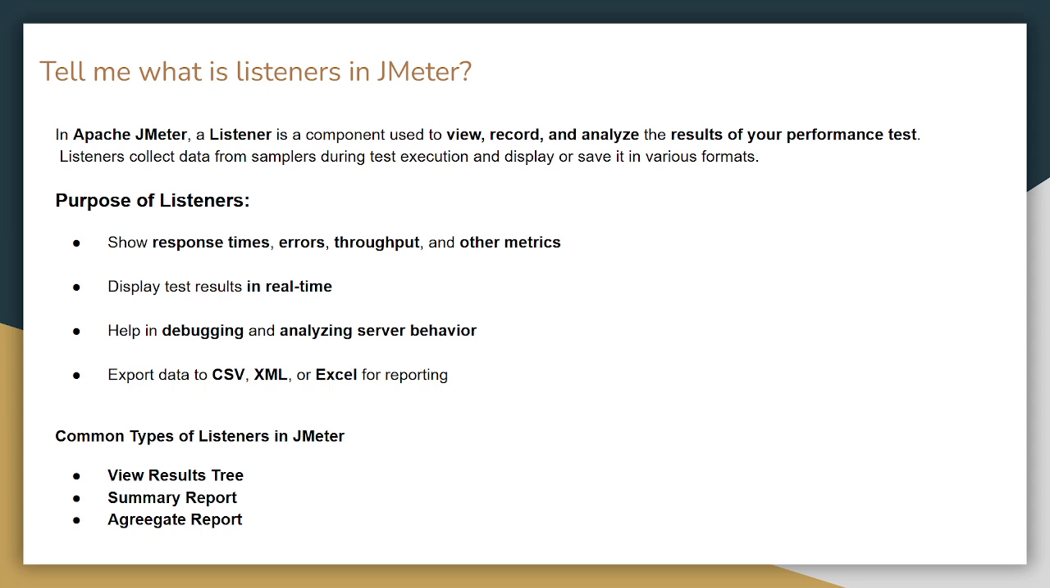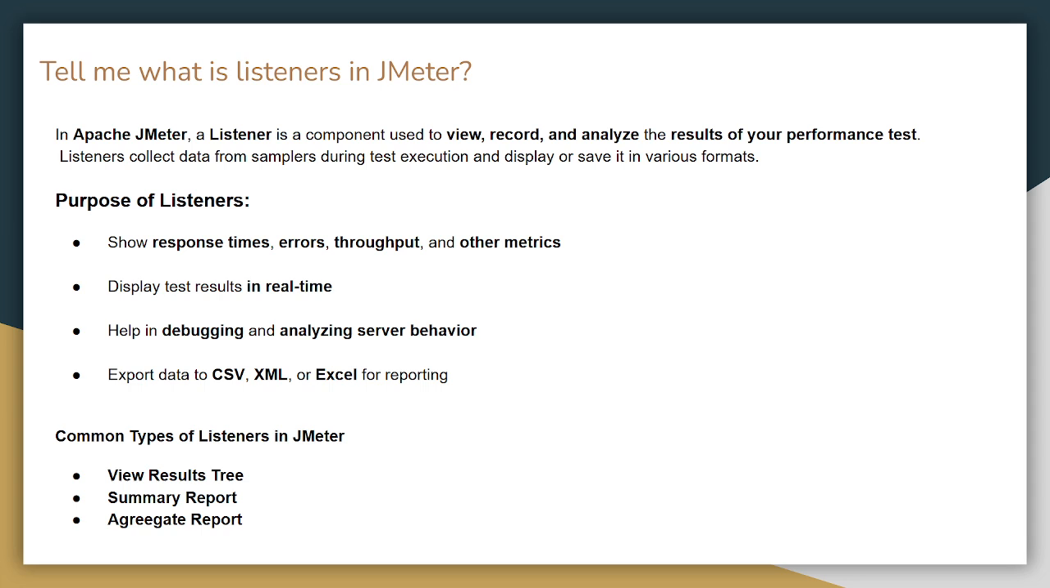Next question. Tell me what are listeners in JMeter. In Apache JMeter, a listener is a component which is used to view, record, and analyze the results of your performance test. Listeners collect data from samplers during the test execution and display or save it in various formats. Now the question is, what is the purpose of listeners? They show response time, errors, throughput, and other metrics, display test results in real time, help in debugging and analyzing server behavior, and export data in CSV, XML, or Excel for reporting.